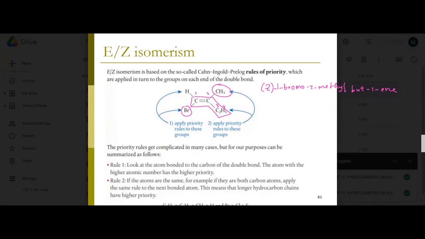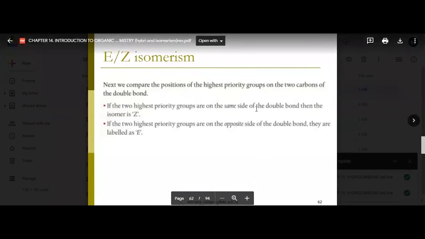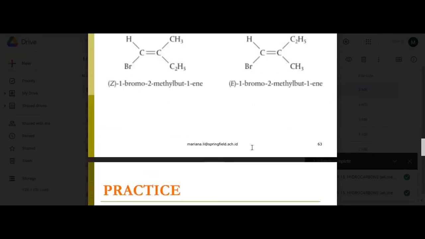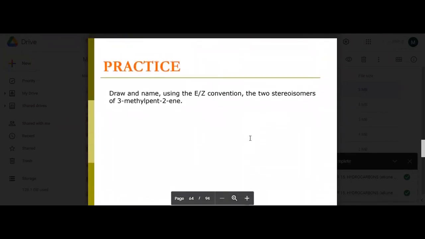I hope you understand this. This is the E isomer. If the higher priority groups are opposite each other, this is E. Okay, now let's practice.